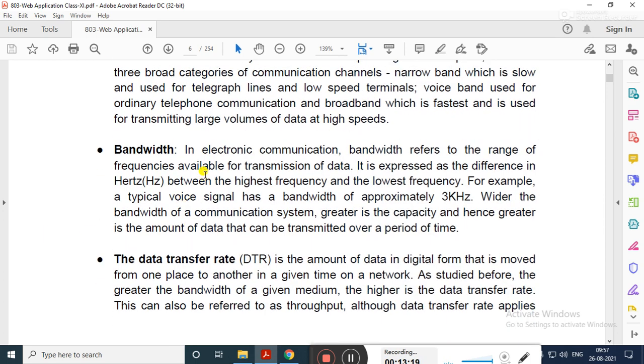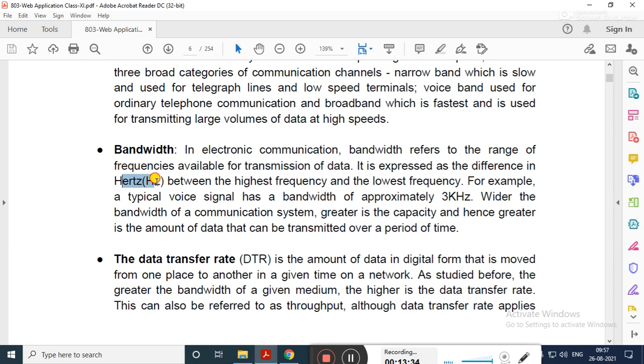So what is bandwidth? Bandwidth, in electronic communications, refers to the range of frequencies available for transmission of data. That means how much data you can transmit through that medium, that channel. That is called bandwidth.